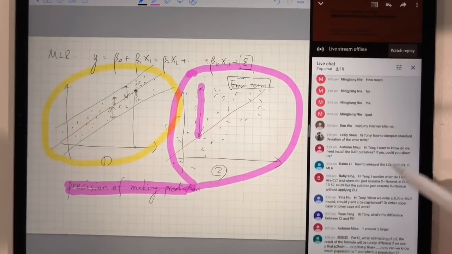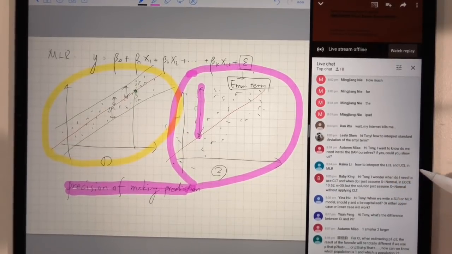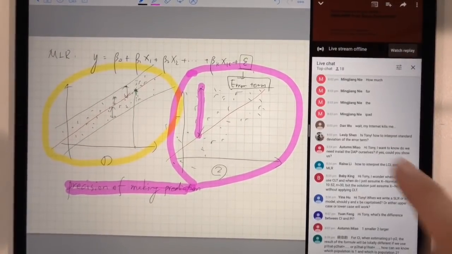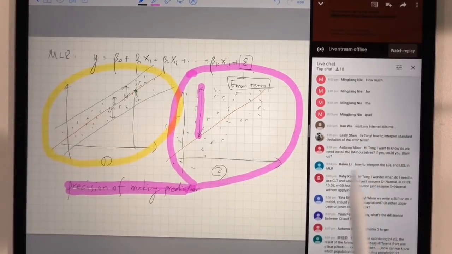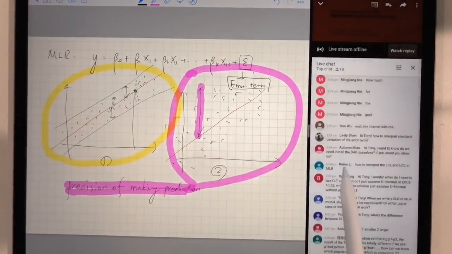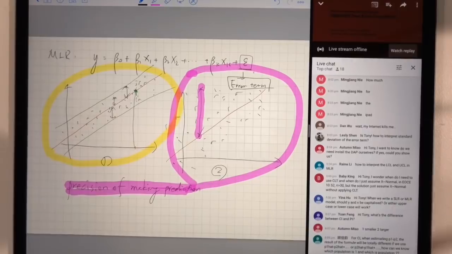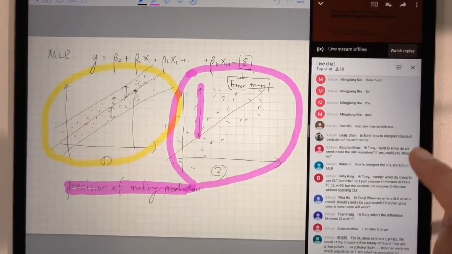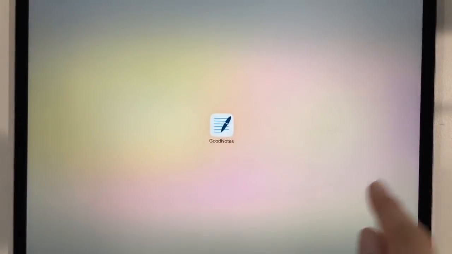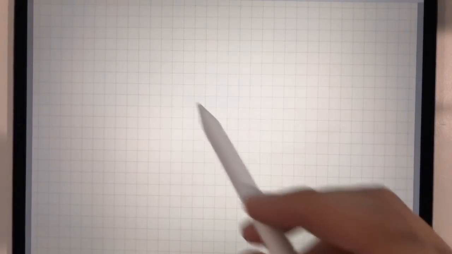Okay, so how do we interpret LCL and UCL in multiple linear regression? That's a pretty nice question. I'm answering Raina Lee's question: how to interpret LCL and UCL in multiple linear regression. So let's look at the LCL and UCL.